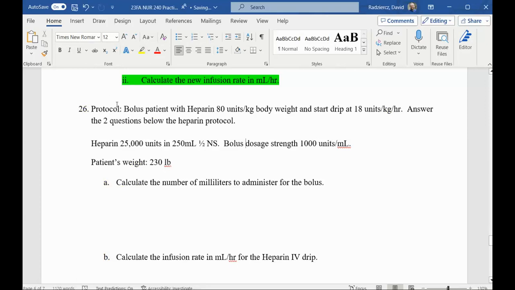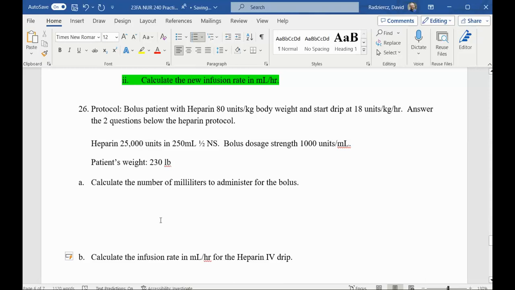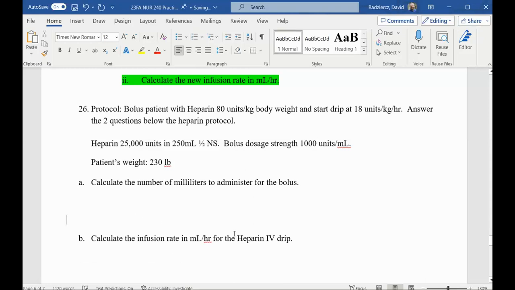Okay, so you might see a question that's very similar to how it's written here, where it'll give you some information, and then it'll ask you to answer 2 questions. Calculate the number of milliliters. So I will just keep it at A and B. And calculate the number of the heparin drip, and then it'll give you all the details here. So it'll give you a patient's weight. I'm going to change this. Let's just do 185 pounds. But everything else will be the same. You're available.